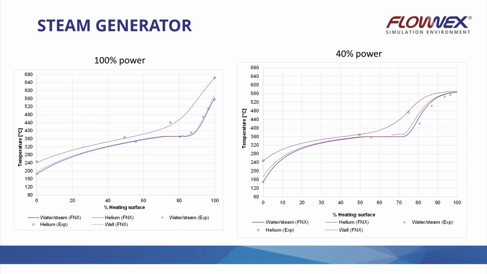Here you can see the effect of all this in the comparison of a Flownex model of the thorium high temperature reactor steam generator to measured data from the plant. You can see a good agreement at both full power and 40% power, where the lines are the Flownex data and the circles and crosses are measured plant data.